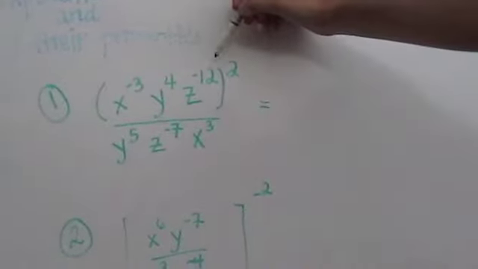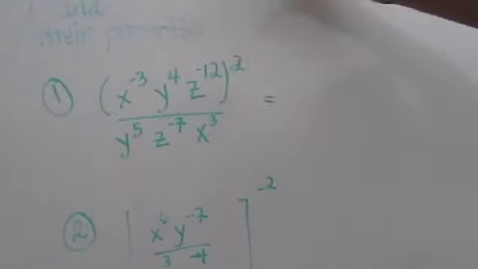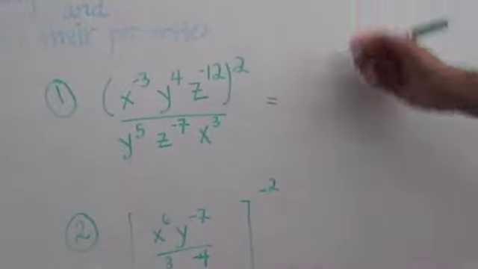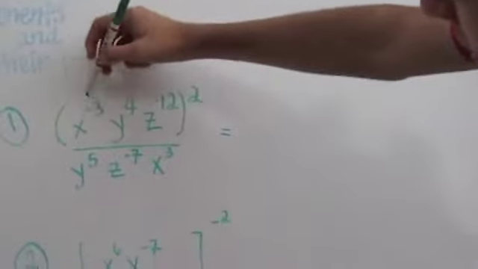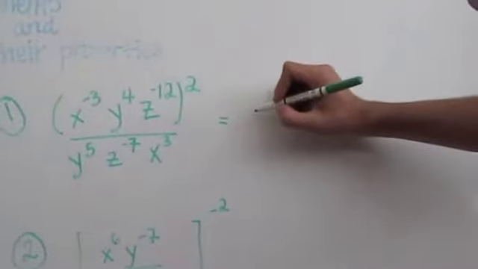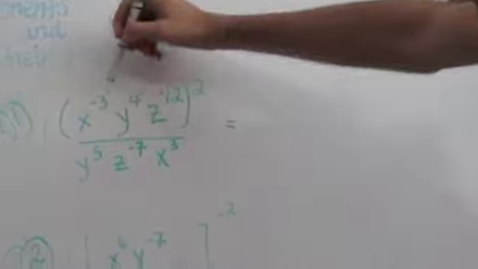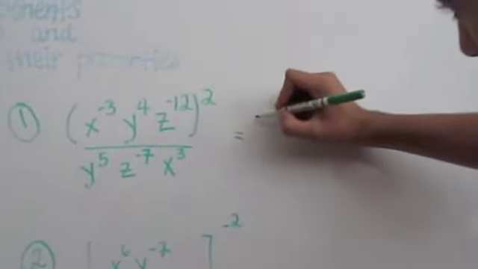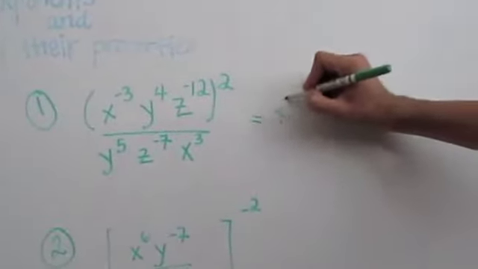So what do we say raising an exponent to a power is? We're going to multiply it. That's what it is. Okay? So x to the negative 3 squared is x to the negative 3 times 2. So x to the negative 6.